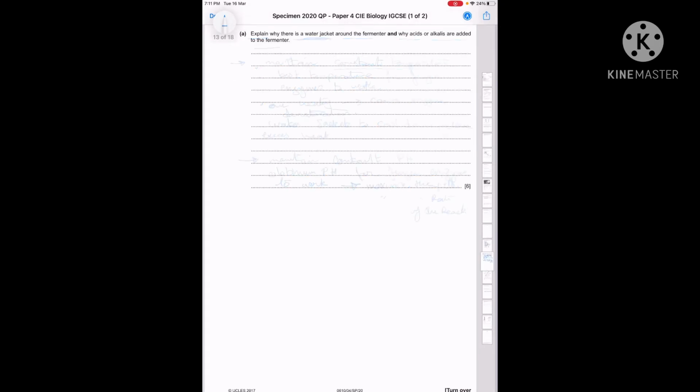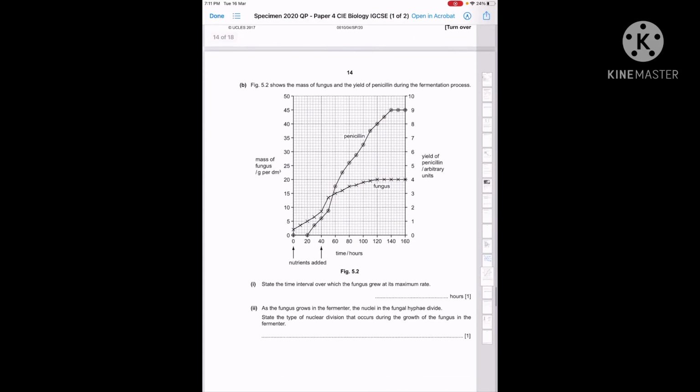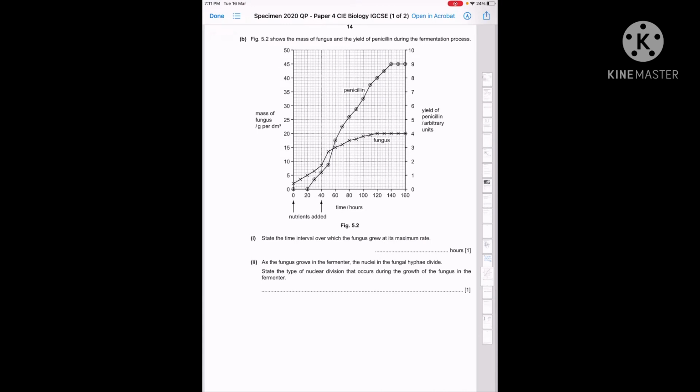So that was the 6 marks question and how to attain it. It's more or less common sense added to some information that we have about the optimum temperature and optimum pH needed for enzymes to work. Now let's move to this figure, and it shows the mass of the fungus and the yield of the penicillin during the fermentation process. That's the time, and that's the mass of the fungus in gram per decimeter cubed on the y1 axis, and on this y2 axis, there's the yield of penicillin in arbitrary units.